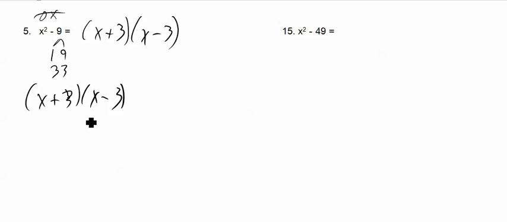Alright, so let's take a look at this one over here, number 15. Same thing, 49 is a squared number. So all we're going to do is we go x plus 7, so that's square root of 49, and x minus 7.